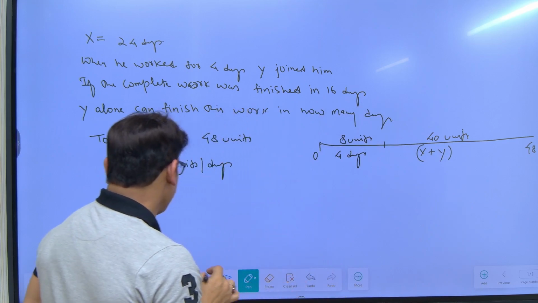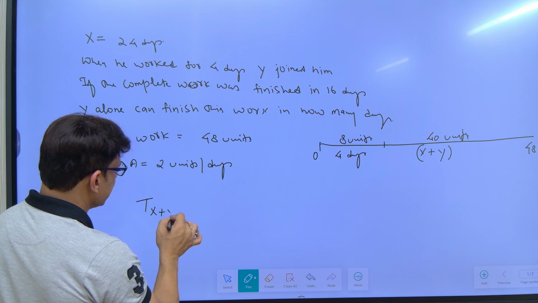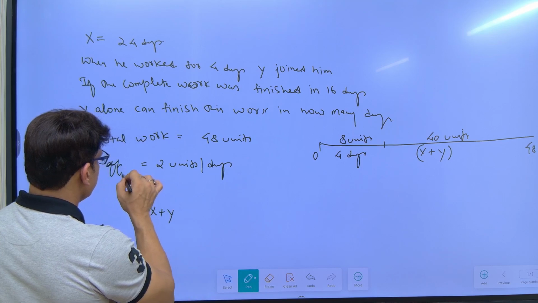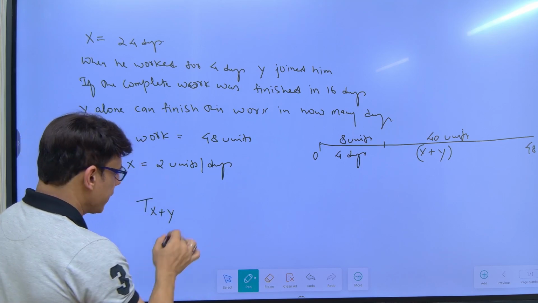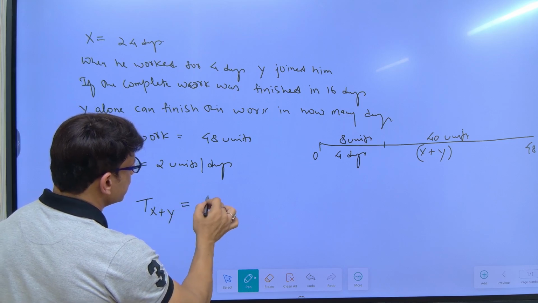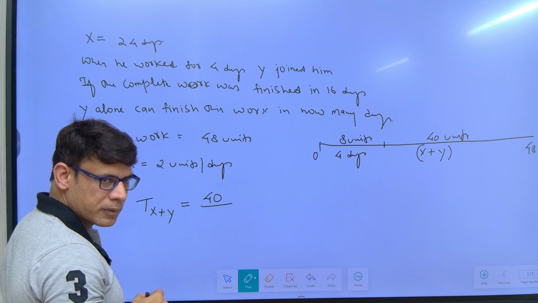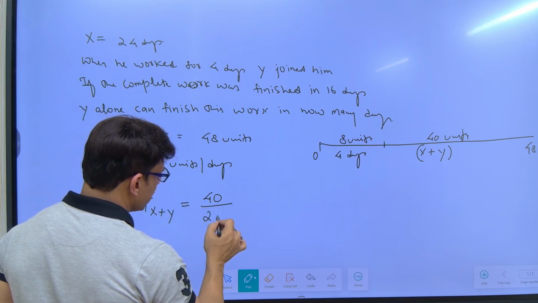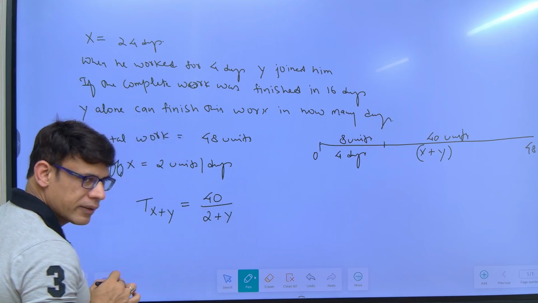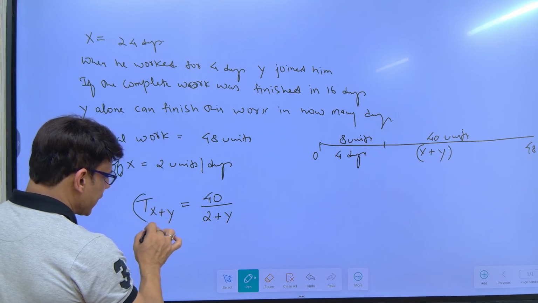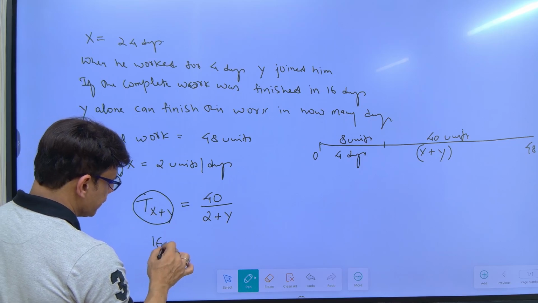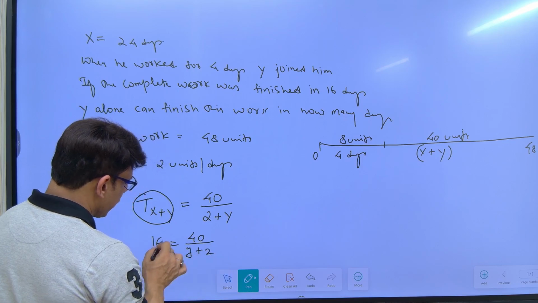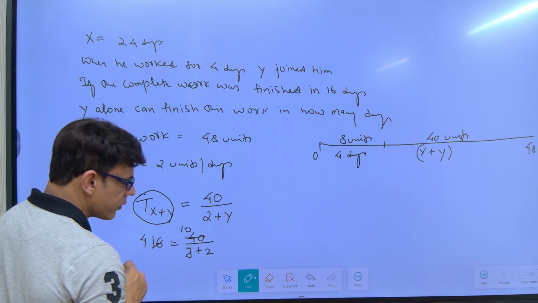So now we have to find out time taken by X plus Y. Time taken by X plus Y is equal to 40 by efficiency of X plus Y. What is efficiency of X? 2. Efficiency of Y is, let's say, y units only. And what is time taken by X plus Y given to you? 16 is equal to 40 by y plus 2, right? 4 4s are 16, 4 10s are 40.